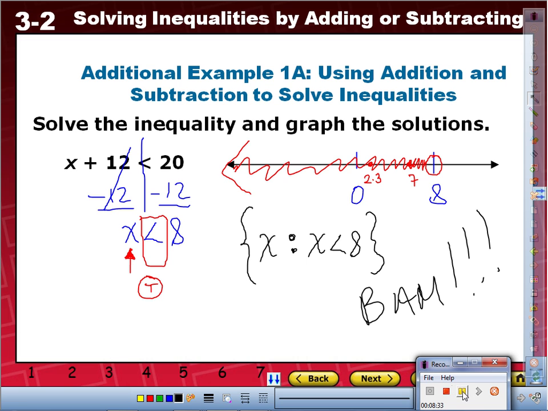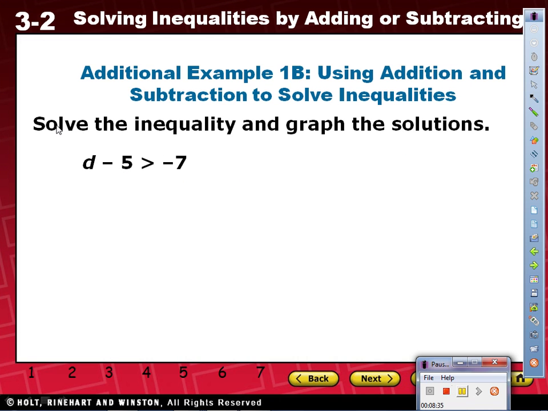Example 1b. You don't have to copy the words anymore. You already have these words, so just copy the inequality. Example 1b. d minus 5 greater than negative 7. See if you can do that one by yourself. Go.